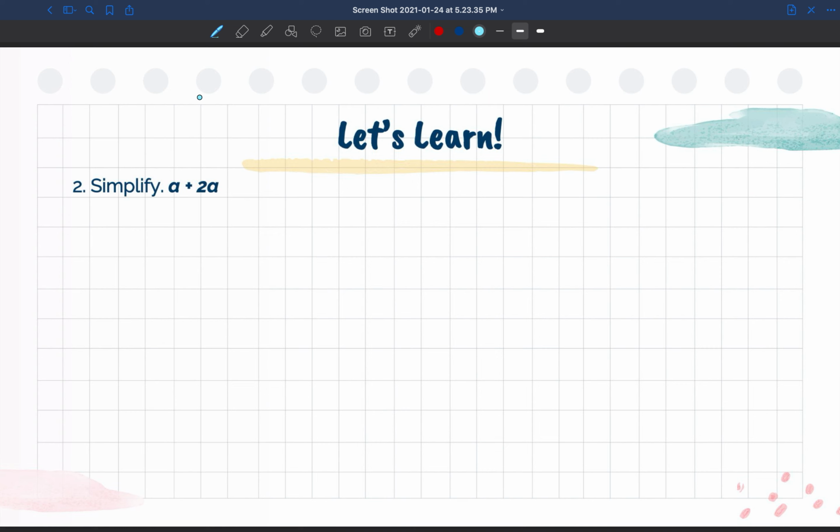Moving on to number 2. It says simplify A plus 2A. So if we have 1A, plus it says we have 2 more A's. So we can add 2 more A's because 2 is multiplying by A. This can be simplified to 3 times A, or it can simplify even more to 3A. Again, this is our coefficient.